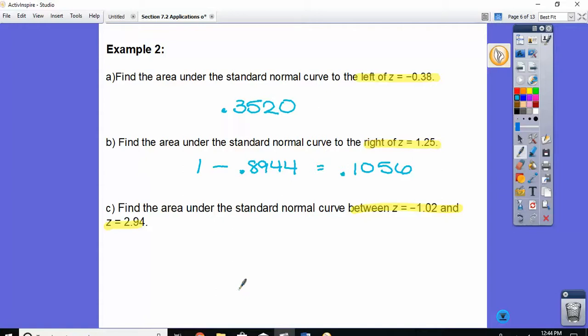The third question says between two values. So let's just jot down for a second. If z is negative 1.02, what value do we get from the table? If z is 2.94, what do we get?